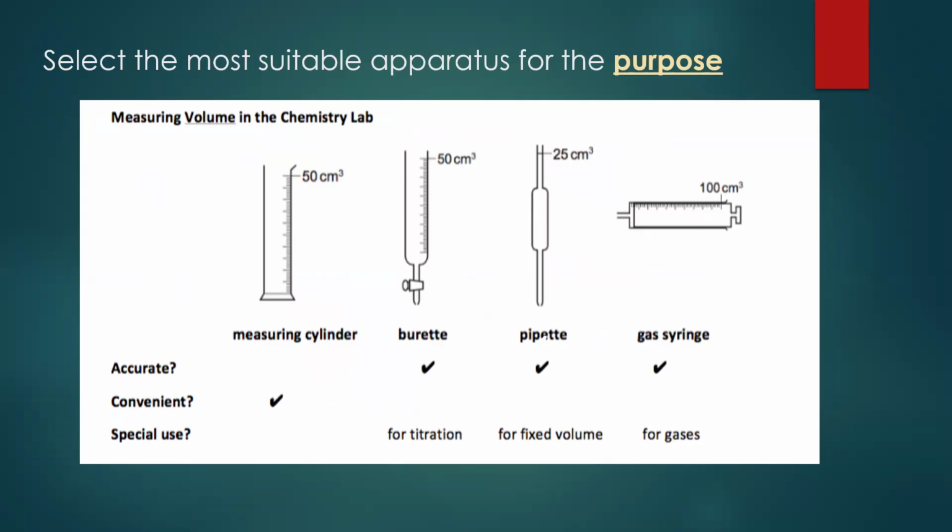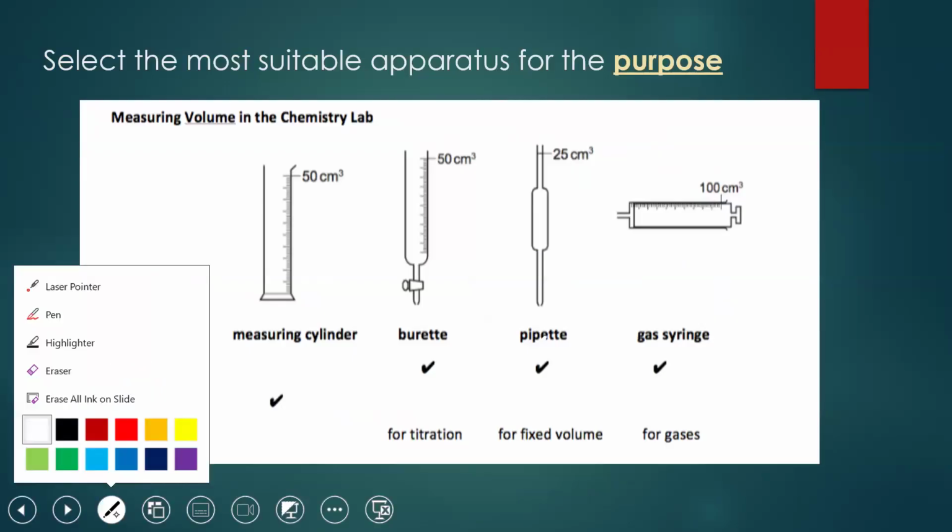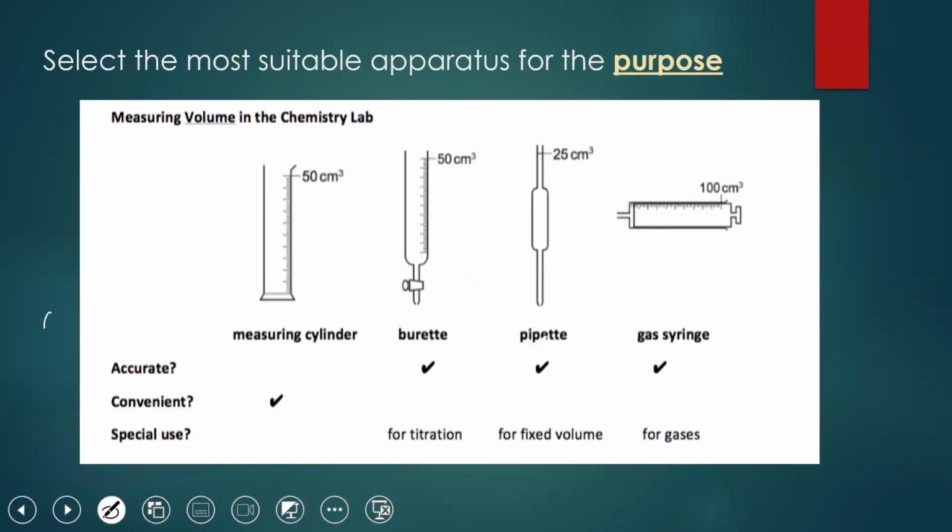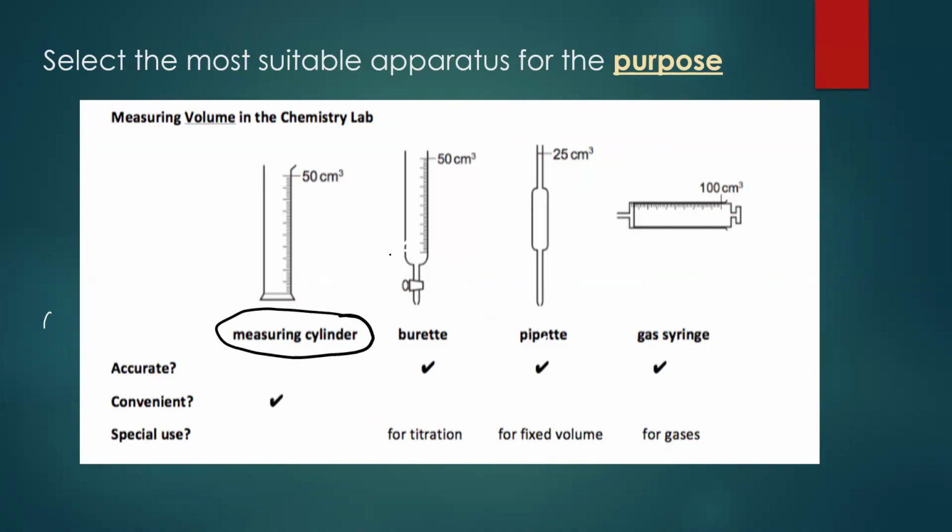To measure the volume, you have these apparatuses. The first apparatus is a measuring cylinder. The second apparatus is the burette. The third apparatus is the pipette. And the fourth one is a gas syringe. Now, which one is accurate?